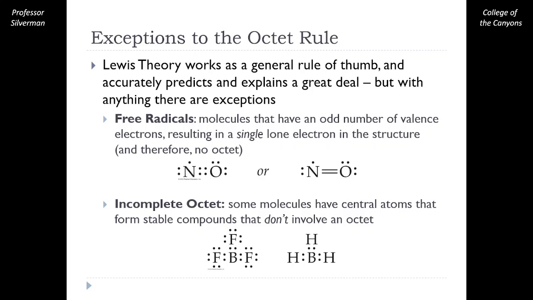This strategy that we've introduced and gone through a few times works when our atoms follow that octet rule. Unfortunately, there are some exceptions to the octet rule. Sometimes we have an odd number of electrons. Sometimes we have too few electrons around an atom. This is an incomplete octet. Oftentimes this is with boron, which is happy with 6 electrons instead of 8.